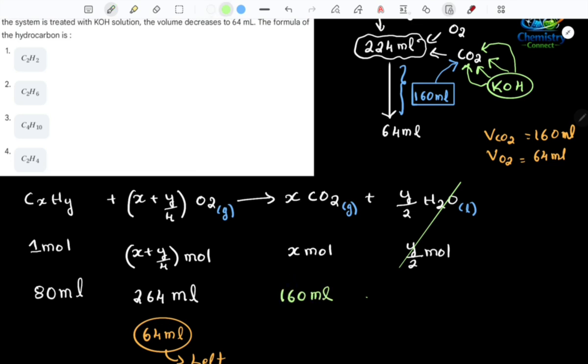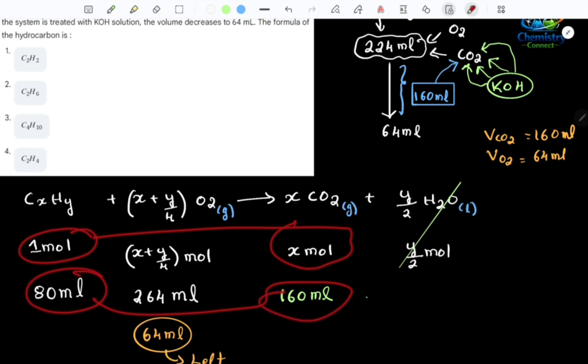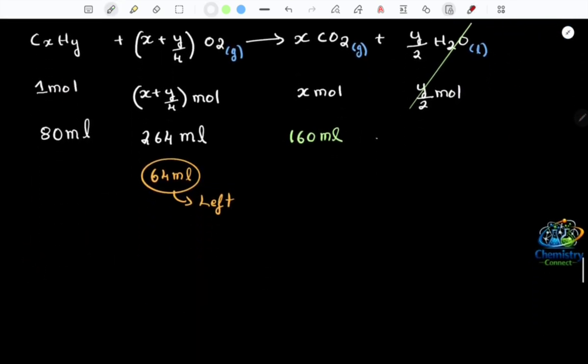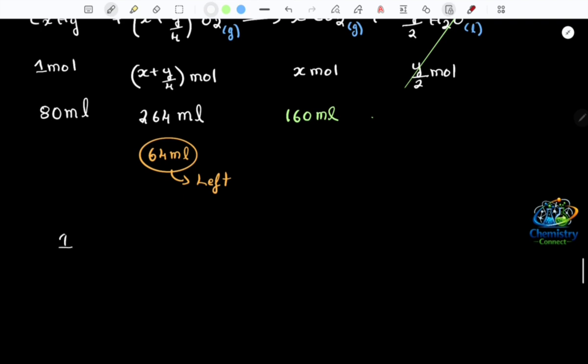ml. Now let us compare 1 mole and x mole of CO2, 80 ml and 160 ml. We will find the value of x. If you find the value of x, we will find the number of carbon atoms. So let me do it. 1 mole of hydrocarbon gives x moles of carbon dioxide.